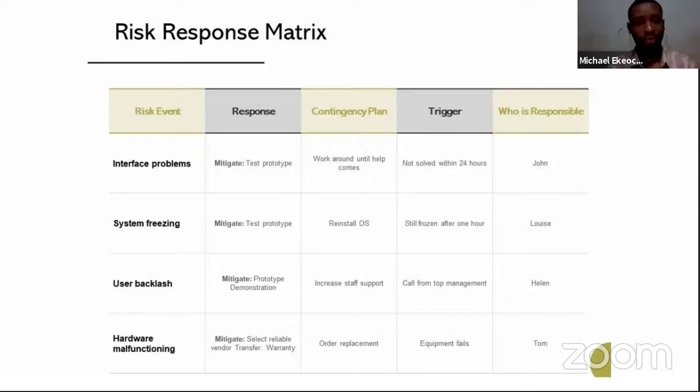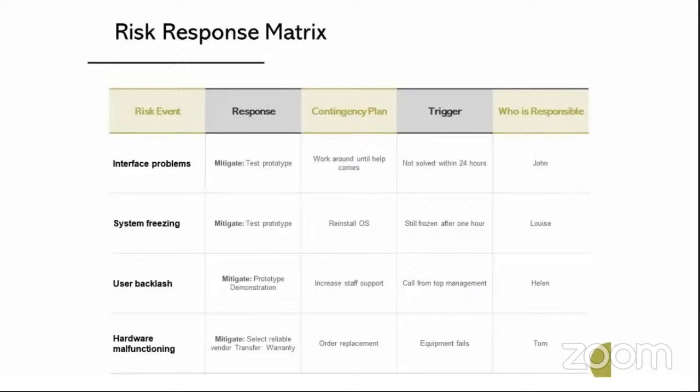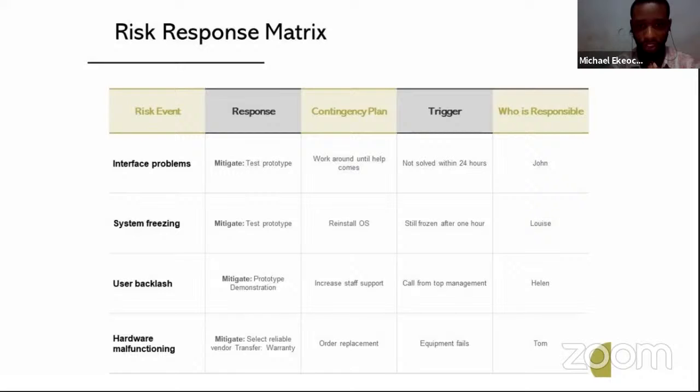Okay, so this is an example of the risk response matrix. You have different columns: the risk events, the response, the contingency plan, the trigger, and then the person that is responsible for managing that particular risk.